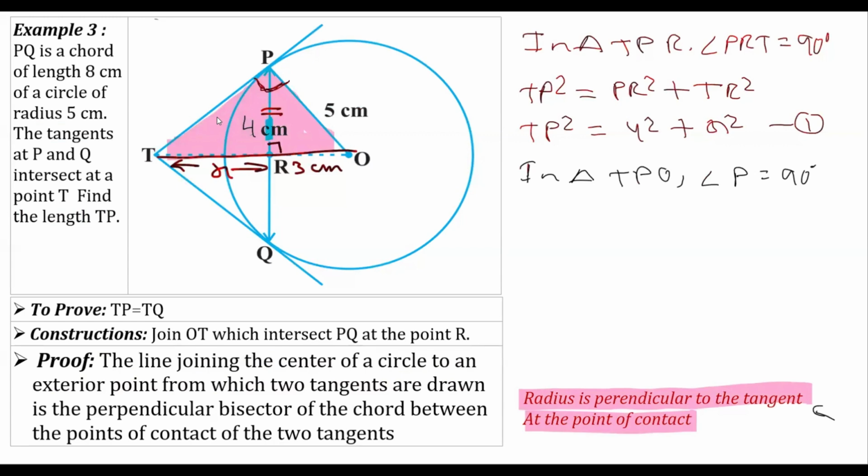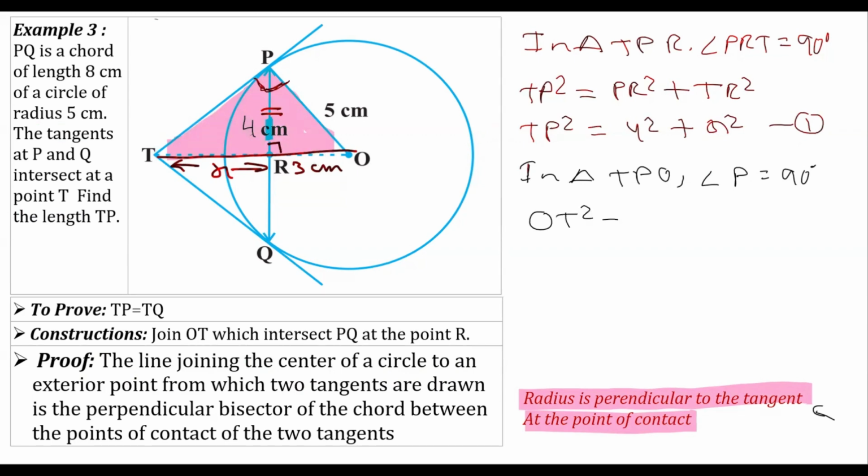So again, if I apply the Pythagoras theorem, it is the square of the hypotenuse. But you should know that the side opposite to 90 degree is the hypotenuse, right? So the side opposite to 90 degree is what? This OT. So I'll say that the square of the hypotenuse, which is OT, right? So this is OT, I said.